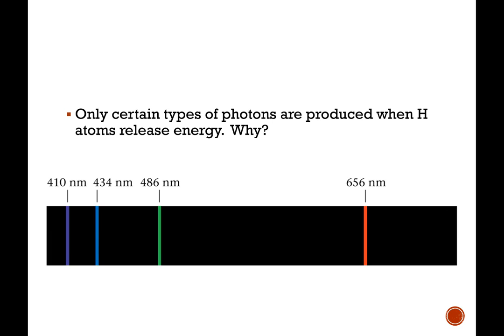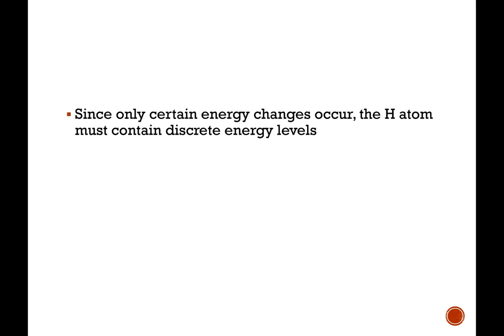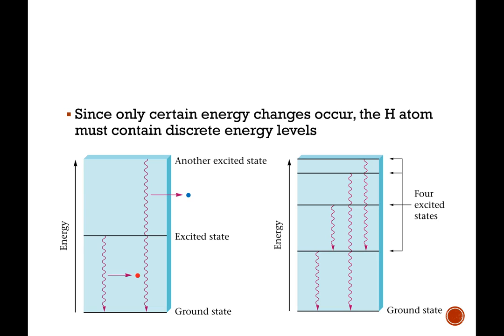Only certain types of photons are produced when hydrogen atoms release energy. So that's where we're getting these certain distinct colors. The reason for that is because the energy in the hydrogen atom is quantized. A hydrogen atom and other atoms contain discrete energy levels. What we mean by discrete is that it's either on one energy level or it's on another energy level. It's never in between. And so the electrons get excited. They go to a higher energy level. And then as they fall back down, they release those colors of light.